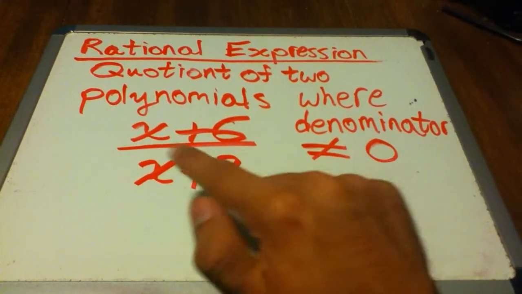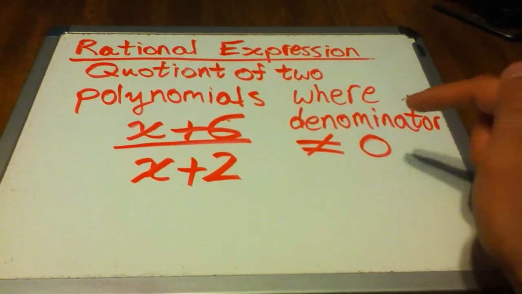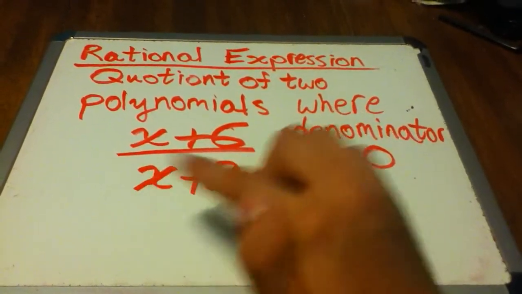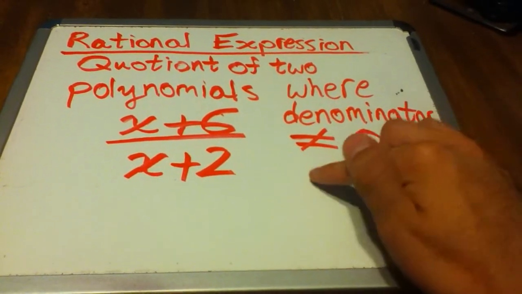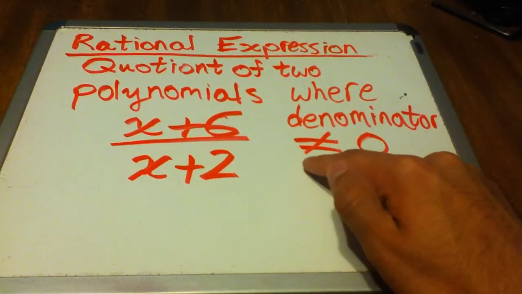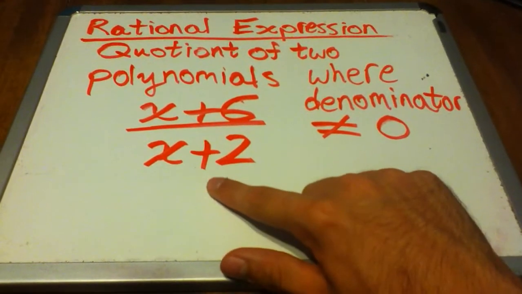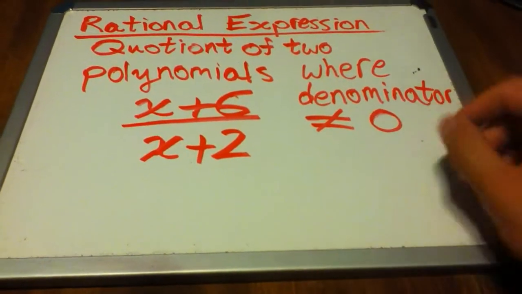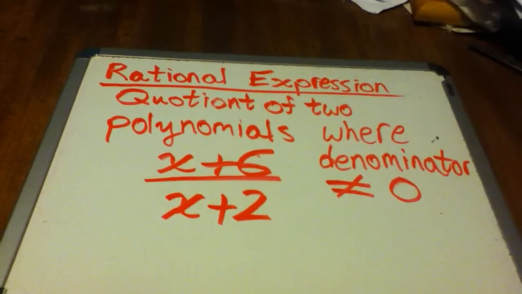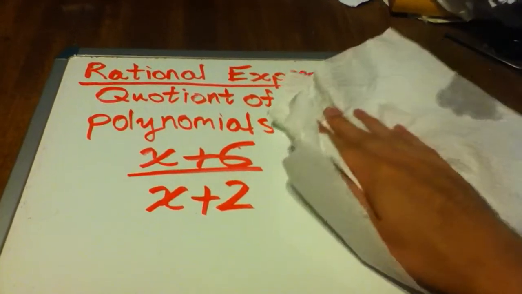This numerator is a polynomial, and the denominator is also a polynomial, but it also says where the denominator, which means the bottom of the fraction, does not equal zero. That's what this symbol means, does not equal, and then zero. Because if the denominator was equal to zero, the expression would be undefined. So I just wanted to go over the meaning of what a rational expression is first, before we try to do anything.